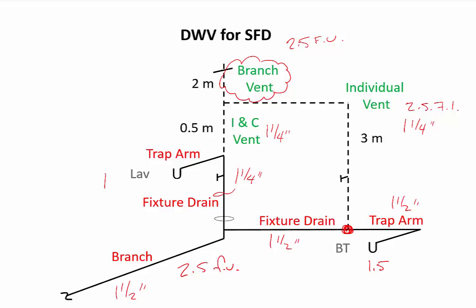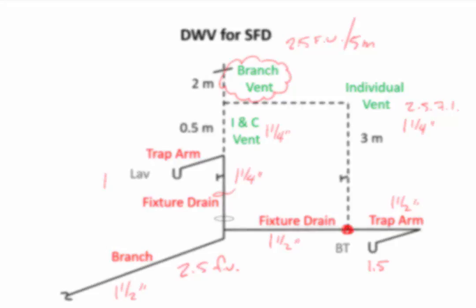The upper end of the vent, for sizing purposes, will either be its connection to a stack vent, vent stack, header, or open air. In this case, we're going to go straight to open air, and on the way we're going to count 3, 4, 5 meters. So we've got a 5 meter length, 2.5 fixture units.